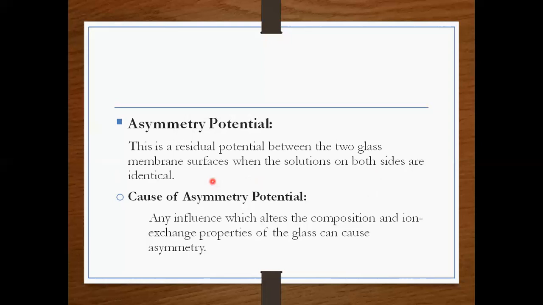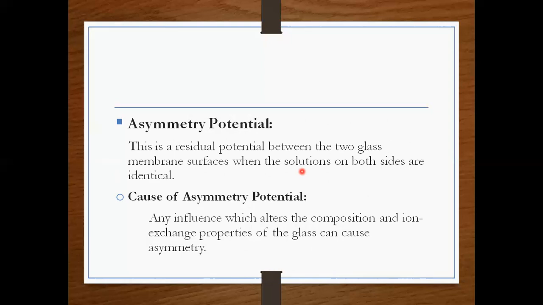As we have learned in the construction section, the internal solution has a constant pH, while the external solution has an unknown pH. So in this asymmetric potential, there is a condition in which the external solution and the internal solution are both identical, but they have a residual potential change. If both sides of the glass membrane are in contact with solutions of identical pH but develop potentials which are different, this condition is the asymmetric potential.